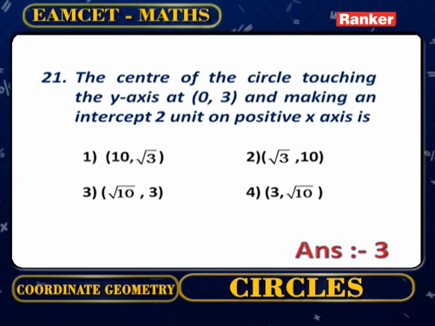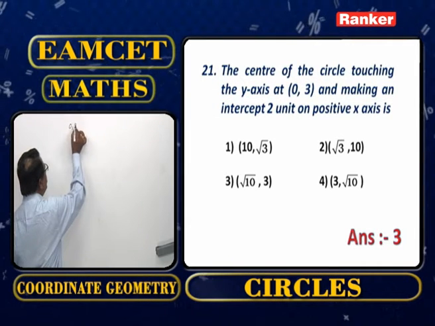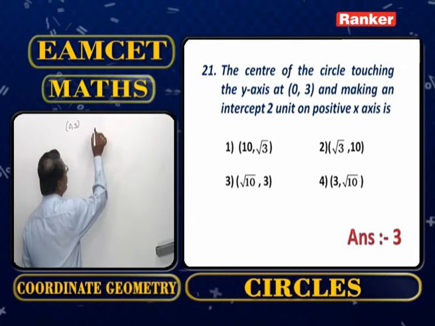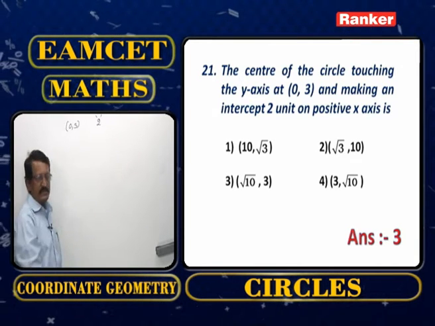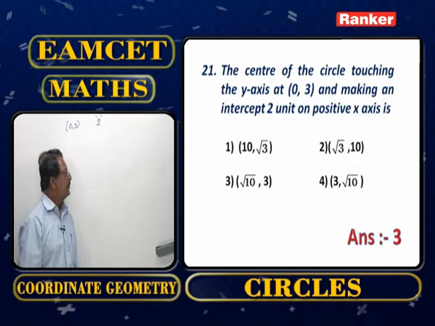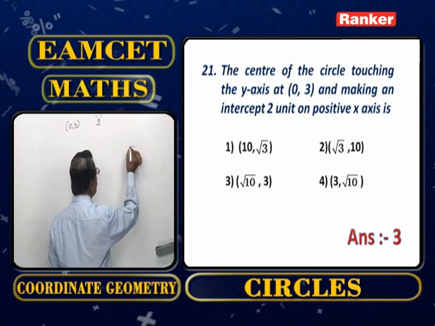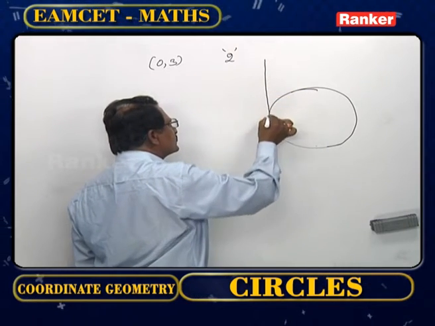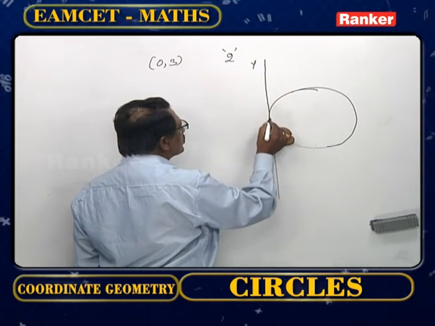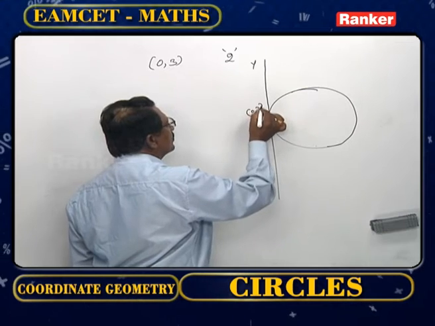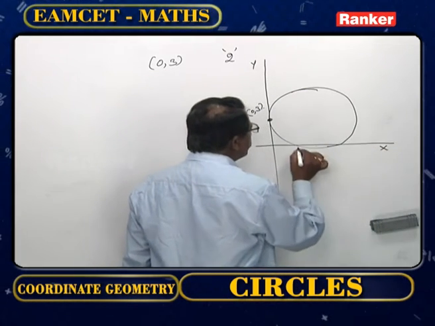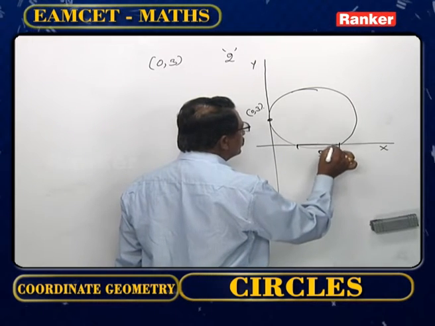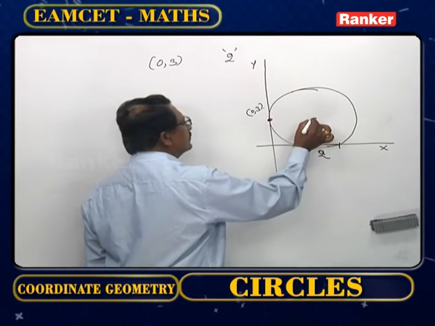The center of the circle touching the y axis at (0, 3) and making an intercept of 2 units on the positive x axis. The circle touches the y axis at (0, 3) and makes an intercept of length 2 units on the positive x axis. We are required to find the center of the circle.